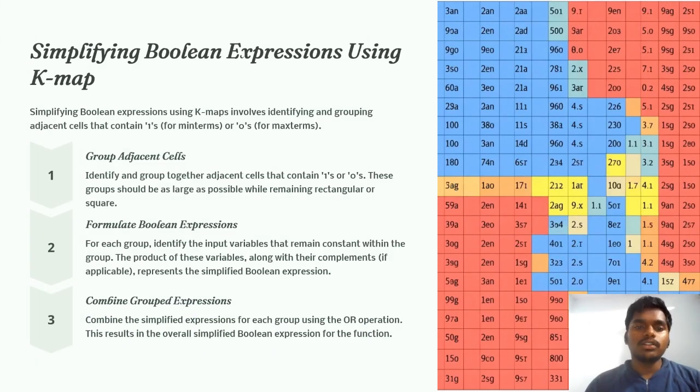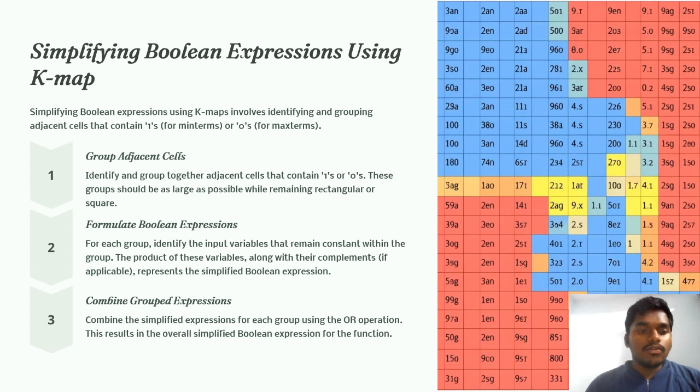Simplifying Boolean expressions using K-maps. Simplifying Boolean expressions using K-maps involves identifying and grouping adjacent cells that contain ones for minterms or zeros for maxterms. First, group adjacent cells. Identify and group together adjacent cells that contain ones or zeros. These groups should be as large as possible while remaining rectangular or square, or single cells also.